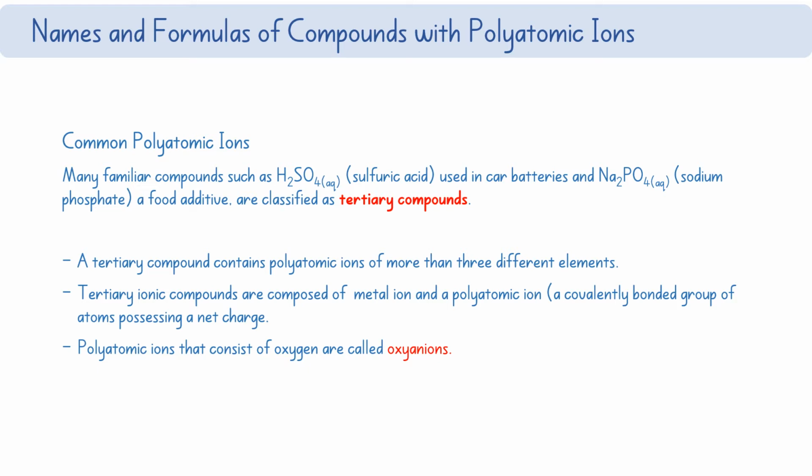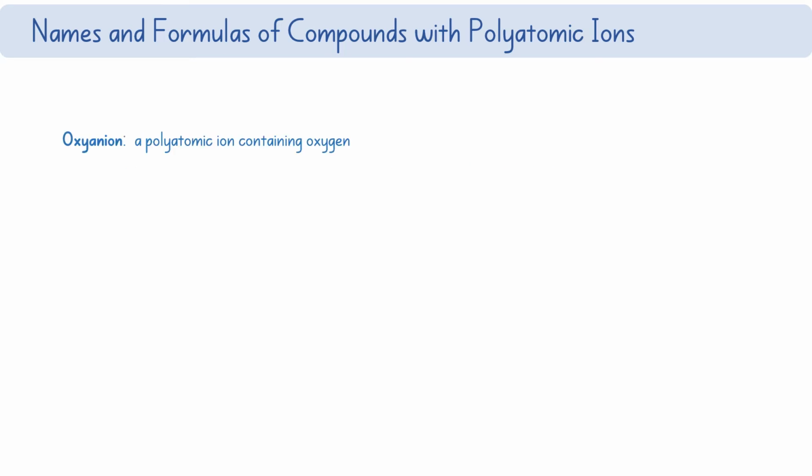Ternary ionic compounds are composed of metal ions and a polyatomic ion, which is a covalently bonded group of atoms possessing a net charge. Polyatomic ions that consist of oxygen are called oxyanions. Oxyanions are polyatomic ions containing oxygen.